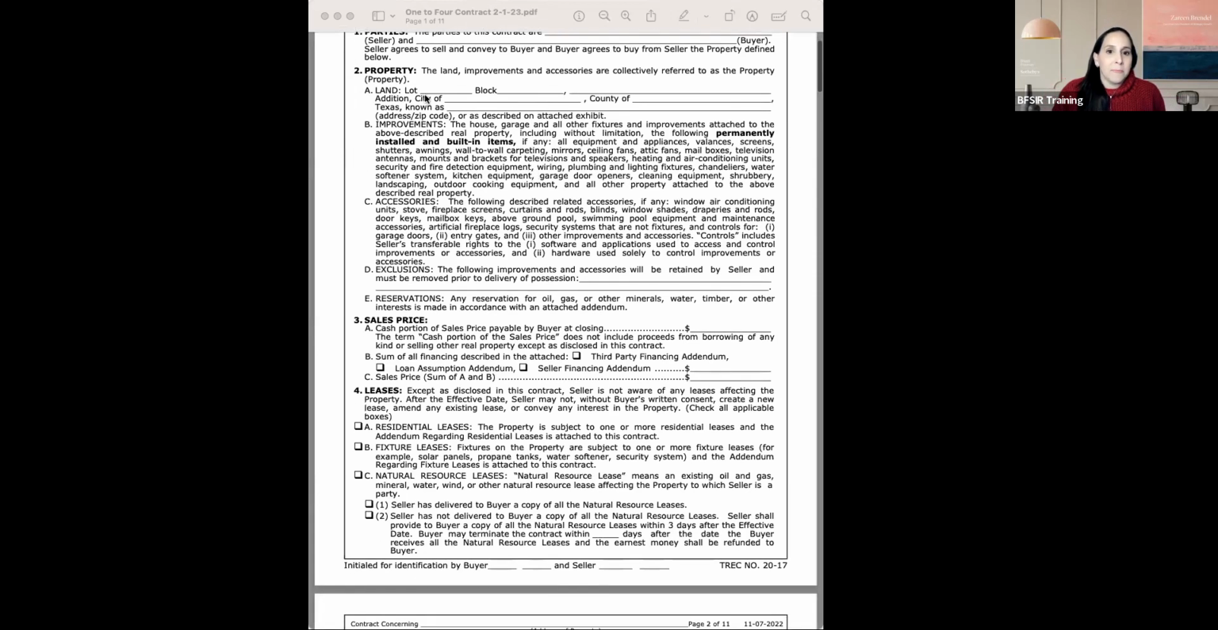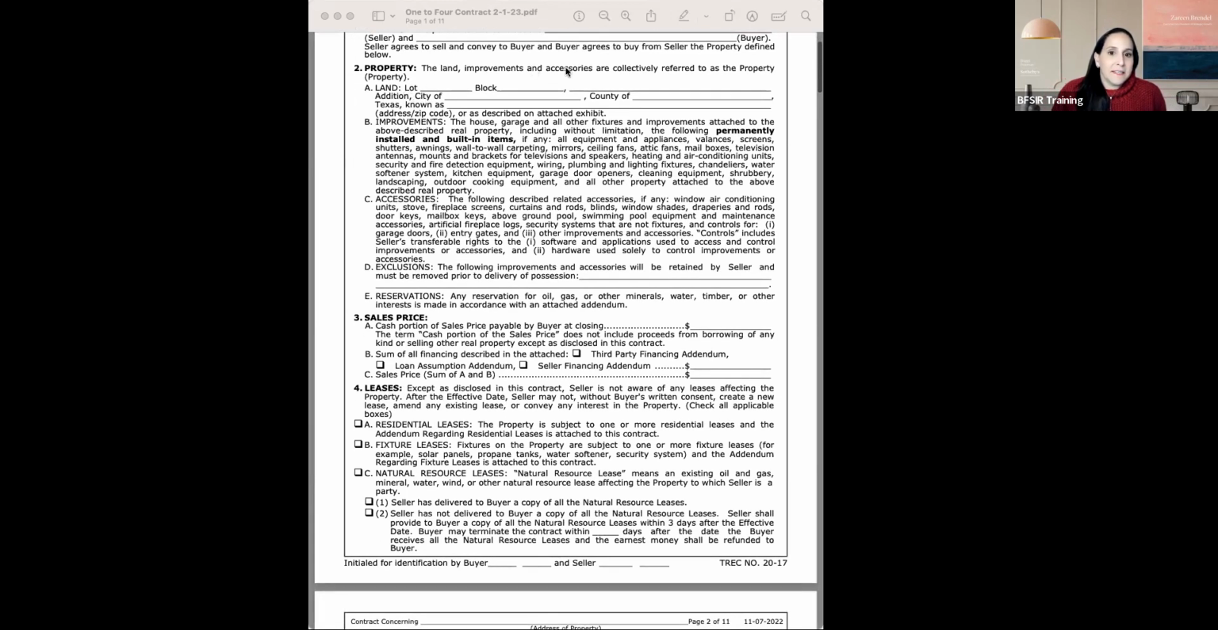Okay, so property. What are we selling? The land, improvements and accessories, lot and block. That'll be in the tax records: which subdivision, which city, which county. This is the street address, and then 2B and 2C.